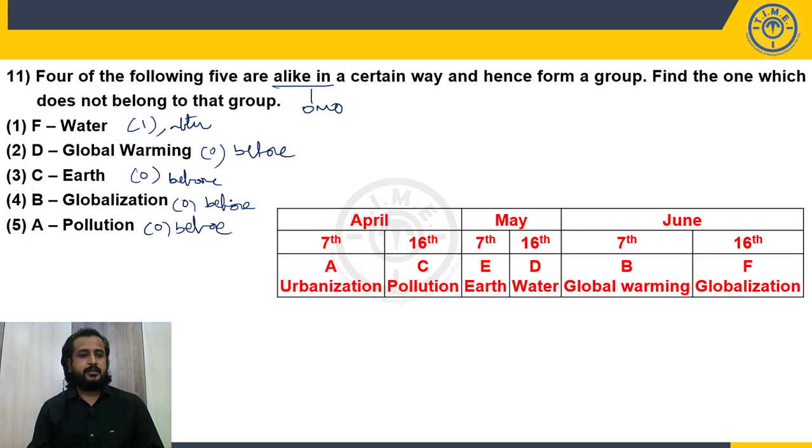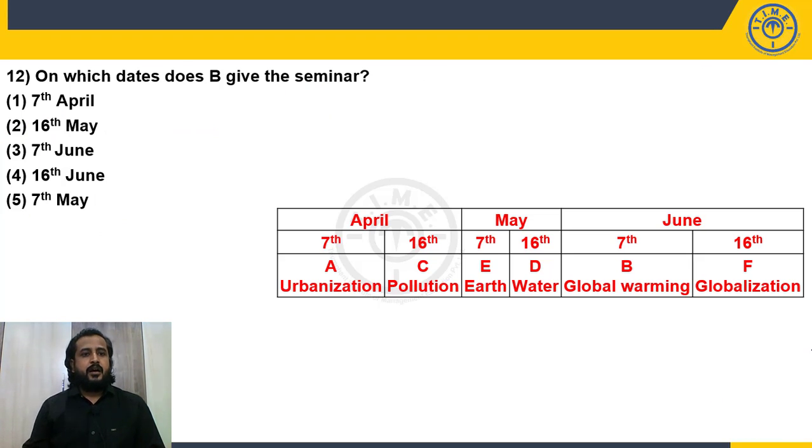So what I can say the logic? Odd man out is first option. Everywhere the first person is immediately before the second person, except in the first option. So choice 1. On which date does B give the seminar? B gives the seminar on June 7th.